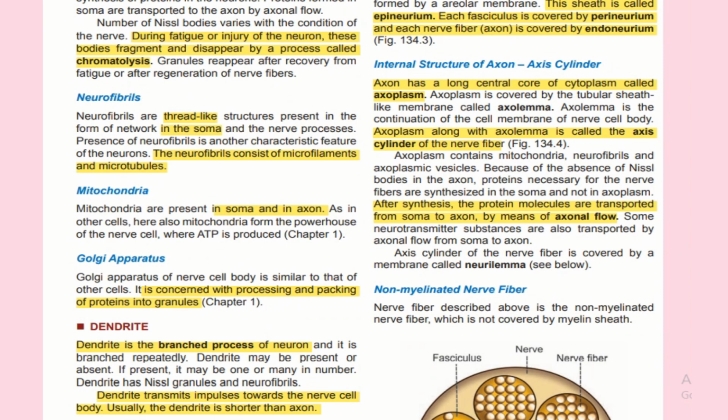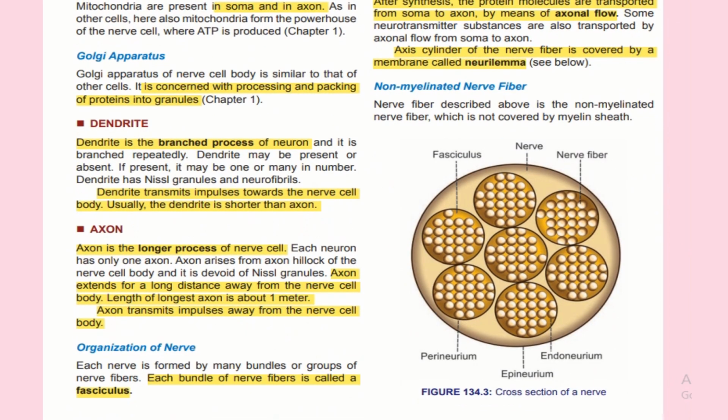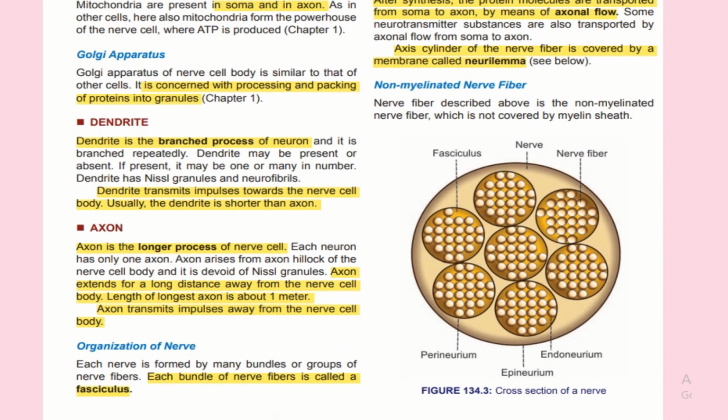The axis cylinder of the nerve fiber is covered by a membrane called neurolemma. Then we have the non-myelinated nerve fiber. The nerve fiber described above is the non-myelinated nerve fiber, which is not covered by a myelin sheath.